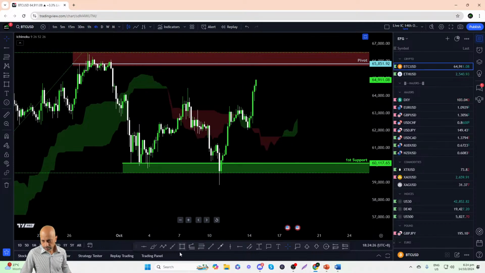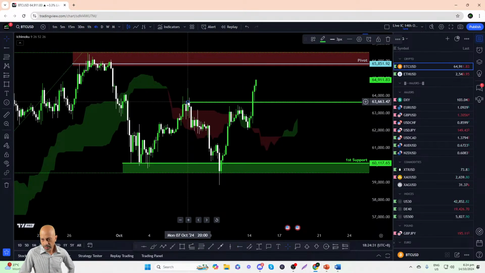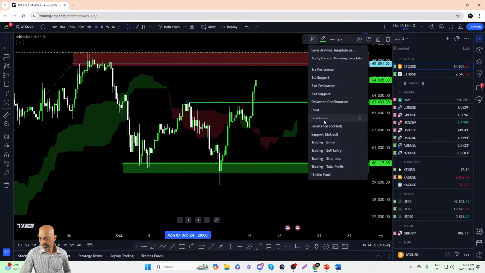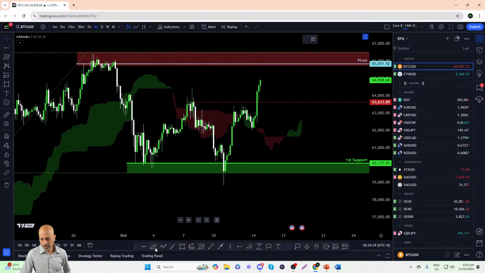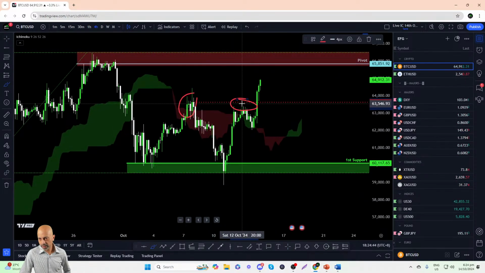Now let's look at it on the 4-hour time frame. On the 4-hour time frame, you can see there was also another swing high resistance at around 63,600. You can see this level functioning as resistance on 8th of October, then again on the 12th of October. Pretty decent resistance barrier, which finally got taken out.